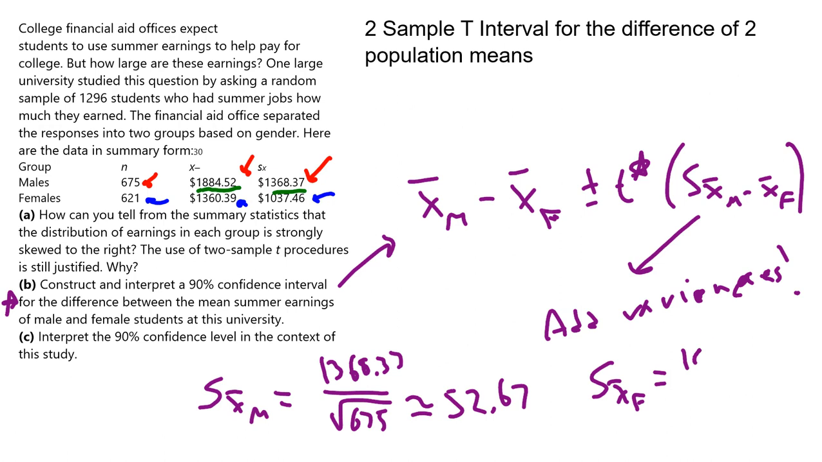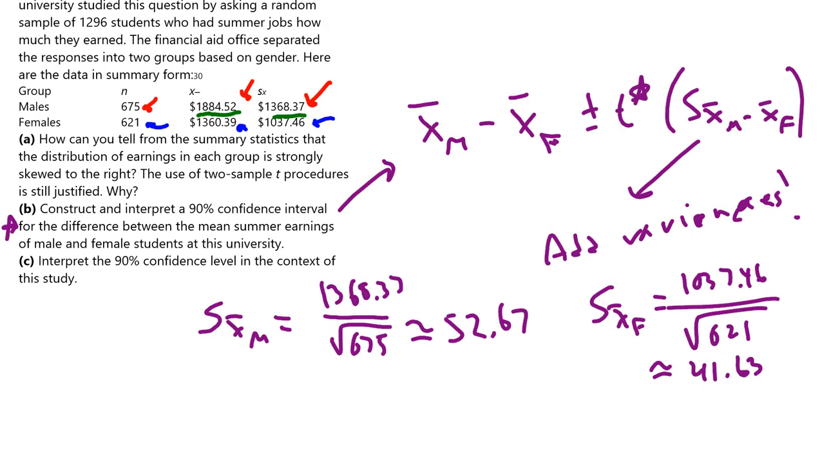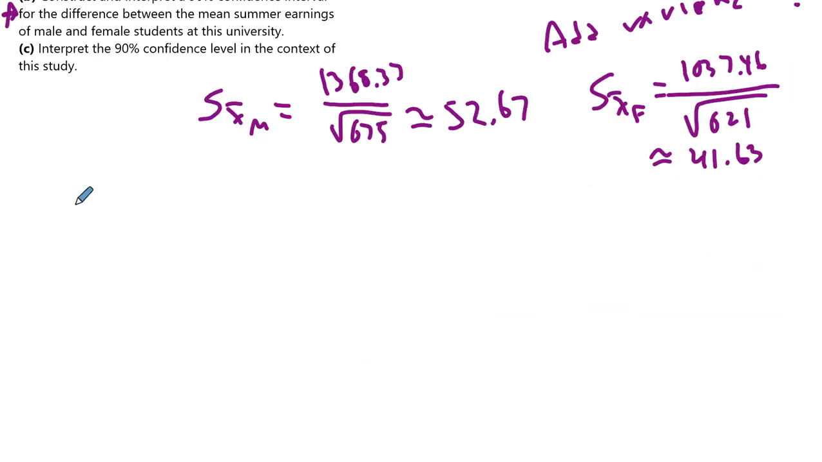Now you need to do the same thing again for the females, so s of x bar females. That's going to be 1037.46 over the square root of the number of females that were interviewed, which is 621. And if we take a minute to divide those numbers, we get about 41.63.